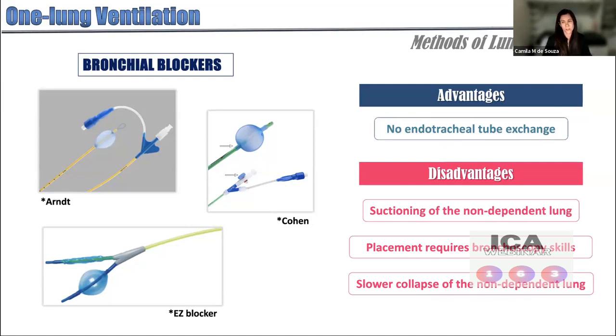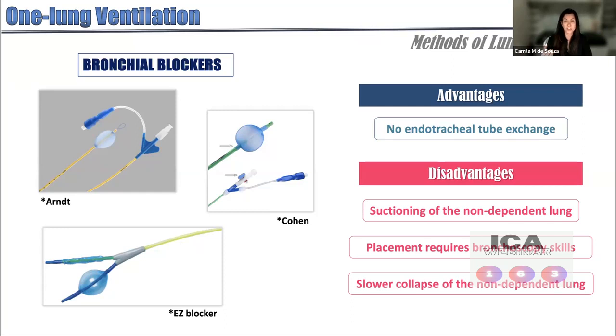Insertion is not as straightforward as with a double lumen tube. You will need bronchoscopy here and really some familiarity with basic bronchoscopy skills to be successful. Lung collapse can be slower compared to the double lumen tube, but the final result, the quality of isolation, is not inferior. There's plenty of literature to support that, and I think it's important to highlight this difference.